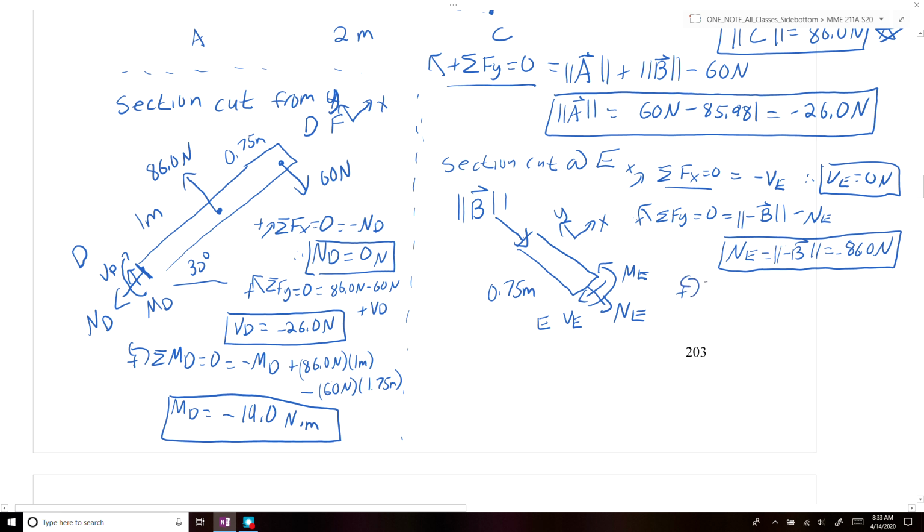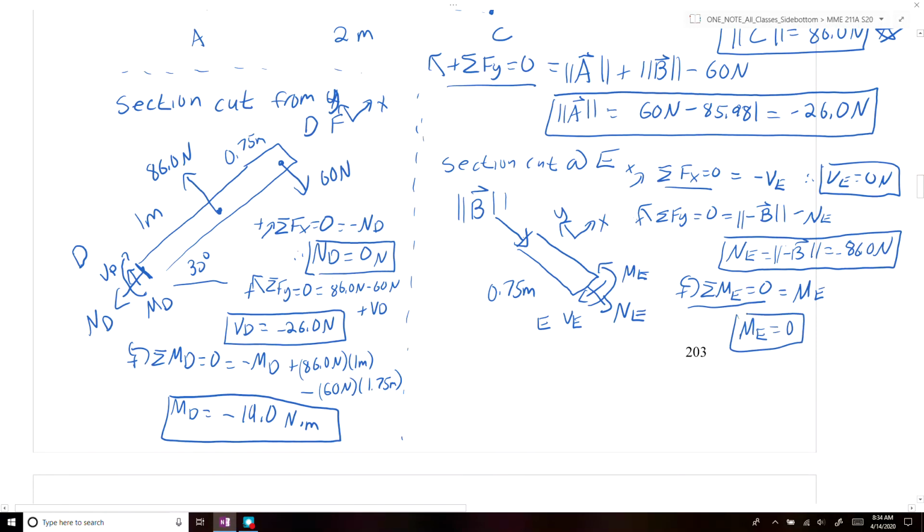And then if we sum all of our moments about point E and set that equal to 0, the only thing we have is a single couple moment, ME. Force B goes through point E, so it doesn't create a moment. So ME would also be equal to 0.